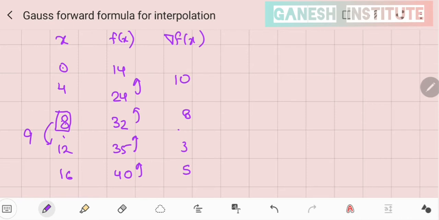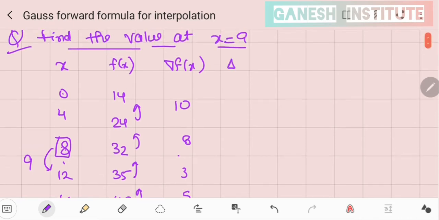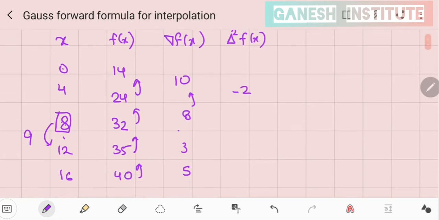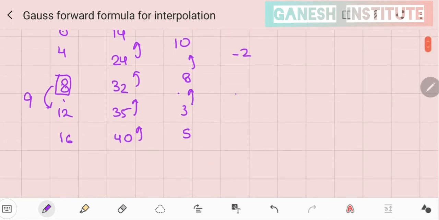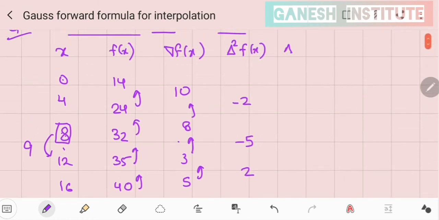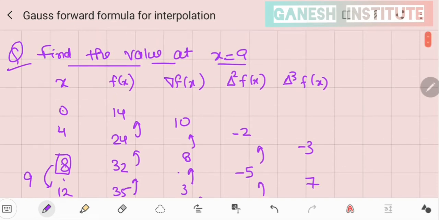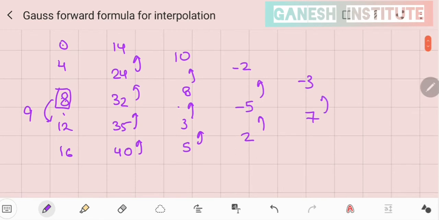Then you need to find the forward difference operator for second order. So 8 minus 10 is minus 2, 3 minus 8 is minus 5, and 5 minus 3 is 2, right? Then the third operator: minus 5 minus plus 2, that means minus 3, 2 minus plus 5, that means 7. And then finally the last operator, 7 minus 3, that means 10, right?